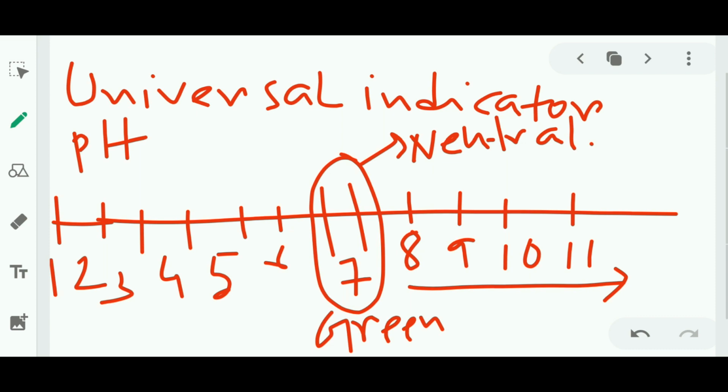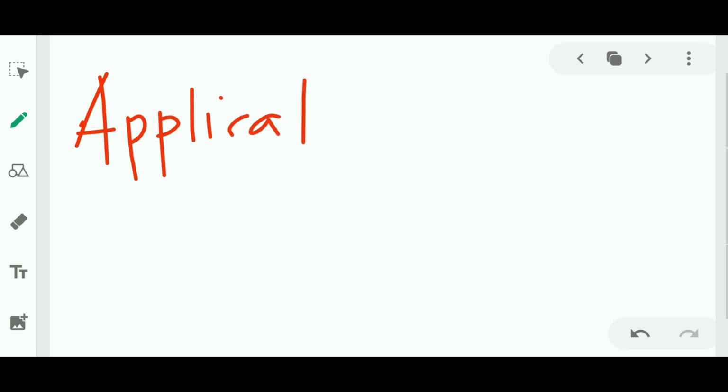whether it is acidic or a basic solution. Okay, next we need to know about a few applications of acids, or what are the uses of those acids and those alkalis. Is there any application? Yes, there are different applications. So first we need to know about the uses of different acids and different bases.